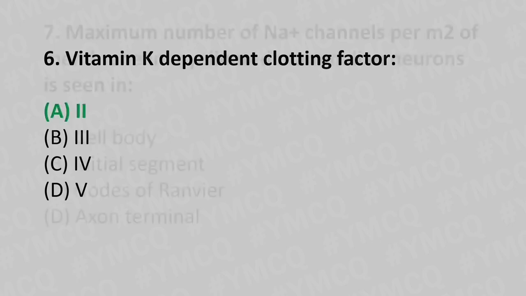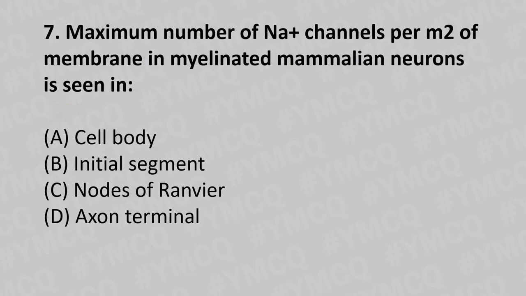Moving to our seventh question. Maximum number of sodium channels per meter of membrane in myelinated mammalian neurons is seen in option A, cell body, option B, initial segment, option C, nodes of Ranvier, option D, axon terminals. And the answer is option C, nodes of Ranvier.